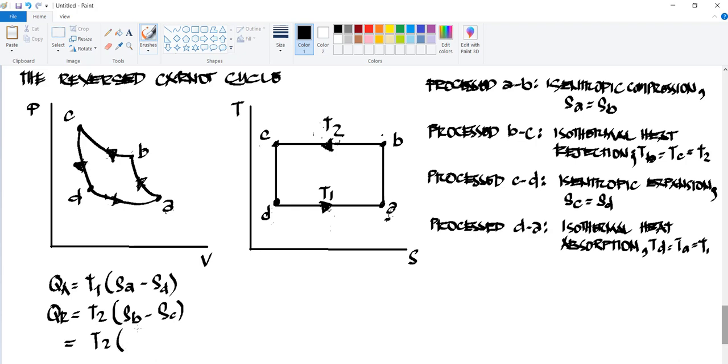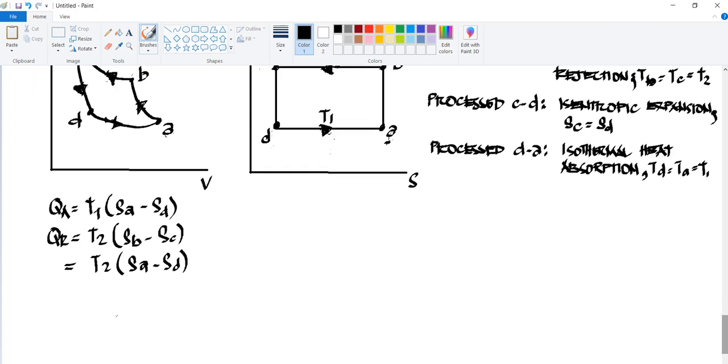Our T2 can also be rewritten since the entropy at point B and A are equal, so we can write the entropy at point A as equal to the entropy minus the change in entropy between A. Since point C is also equal to point D, it can be expressed like this.